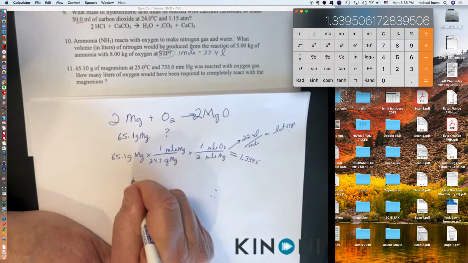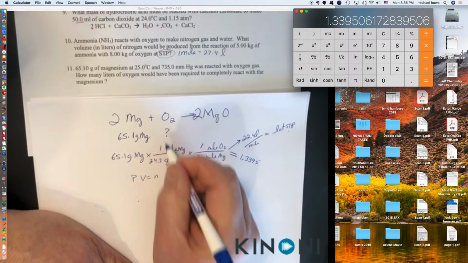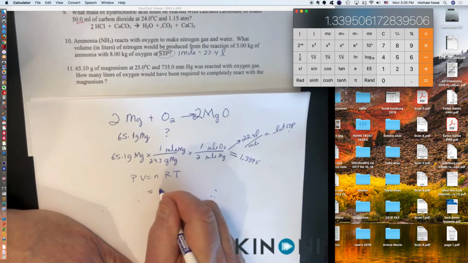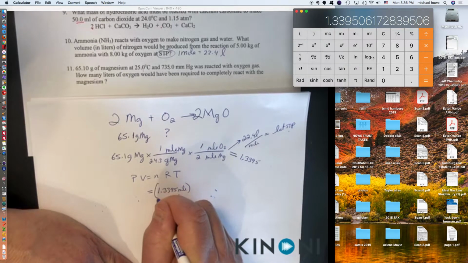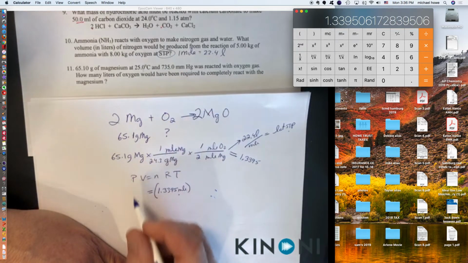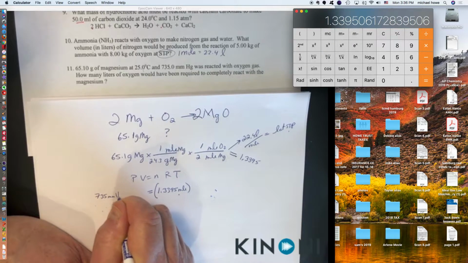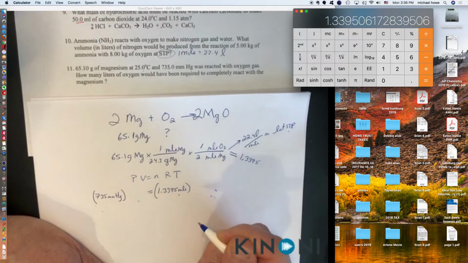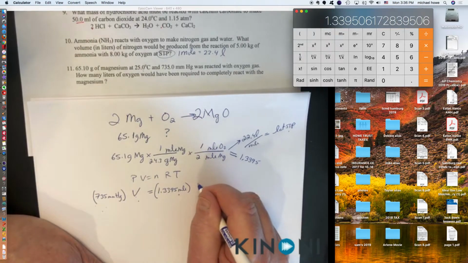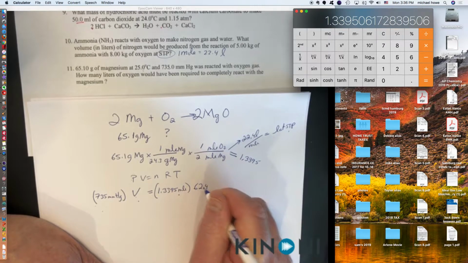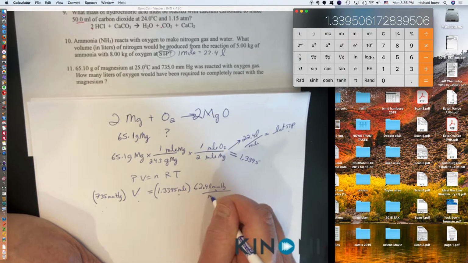So now we can do PV equals nRT, but this time we're going to solve for, what were we looking for? Volume in liters. So we'll solve for volume. So we know we've got 1.3395 moles of oxygen. We know that the pressure is 735 millimeters of mercury. The volume, we don't know. Let's put a V in. Since this is in millimeters of mercury, the R value that we would use is 62.4 millimeters of mercury, sometimes called liter torr per mole Kelvin.